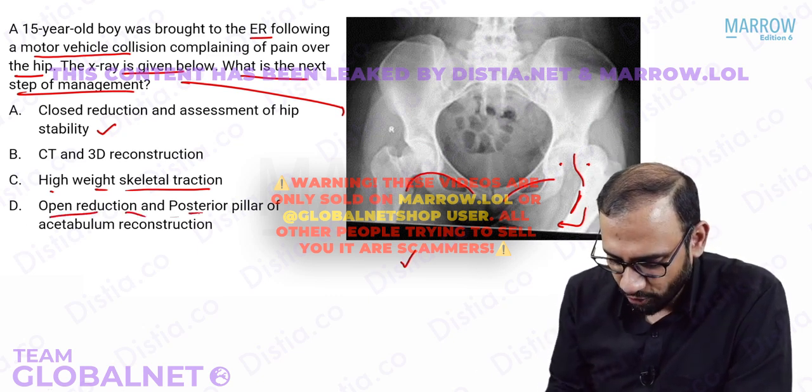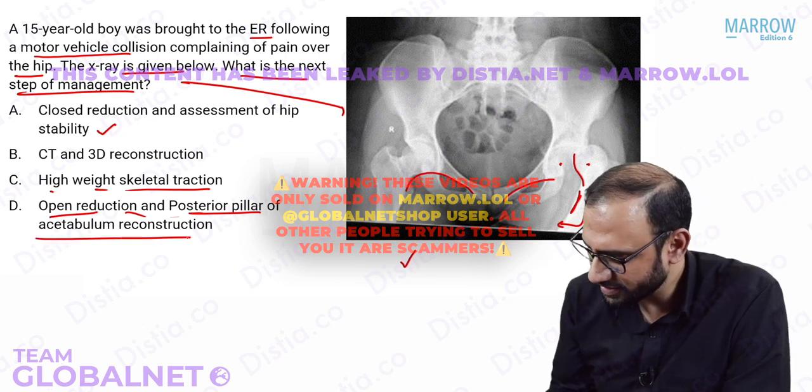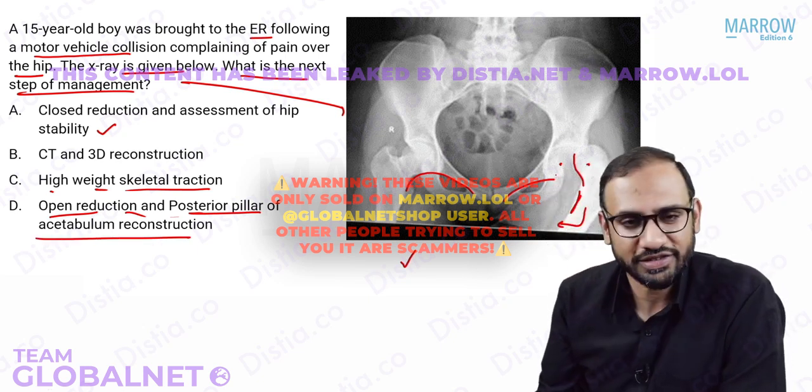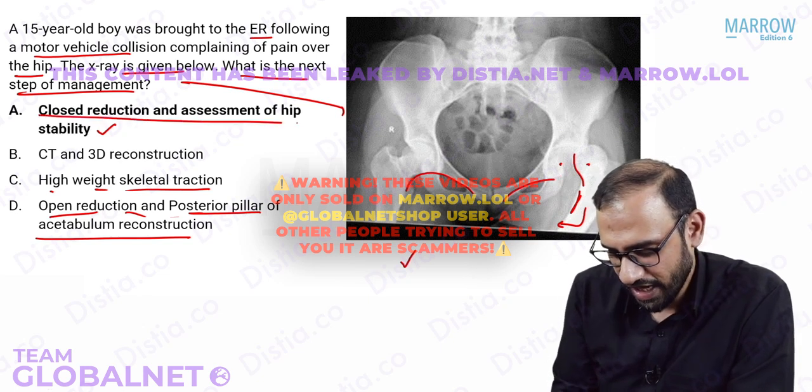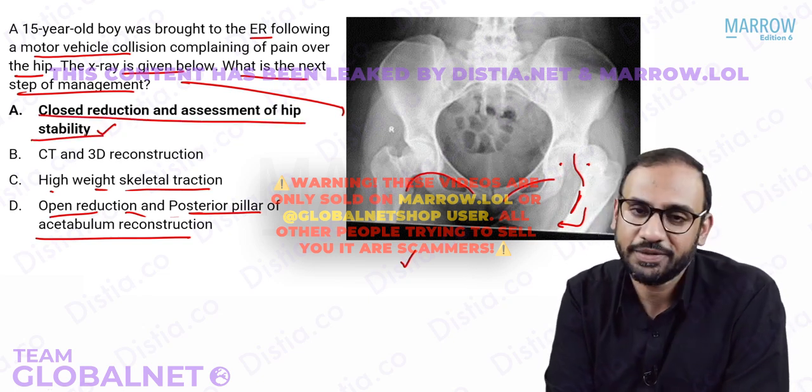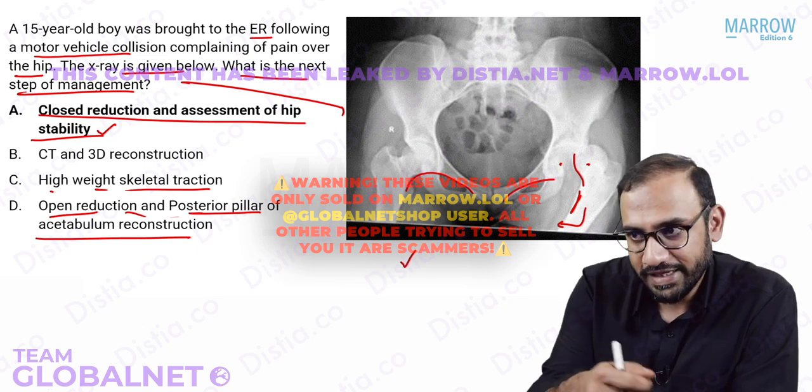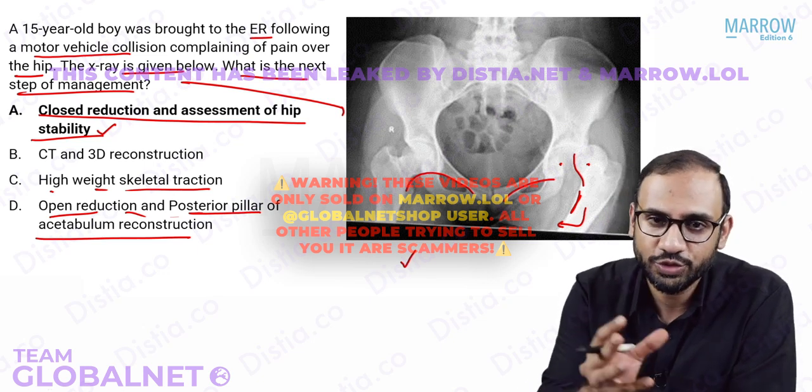Open reduction and posterior pillar of acetabulum reconstruction. There isn't any fracture now. Why would you want to reconstruct anything? The correct answer is closed reduction and assessment of hip stability. Right? And once you have reduced it, you apply skin traction or skeletal traction to allow the soft tissue around it to heal.